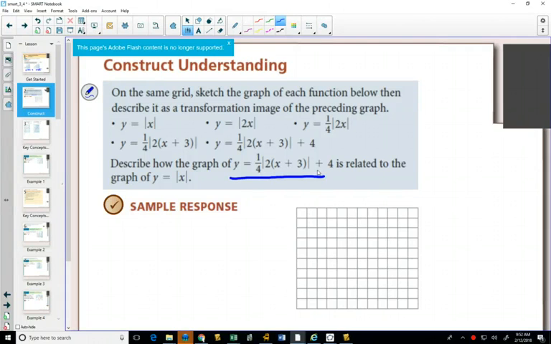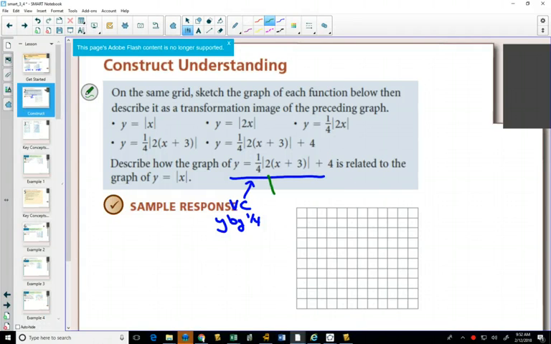So we're going to want to graph all of this. And what we're going to do is go from left to right and just label everything that we see. So here the 1/4, can you see that that's outside of the function? That's going to be a vertical compression. That's going to multiply your y values by 1/4.